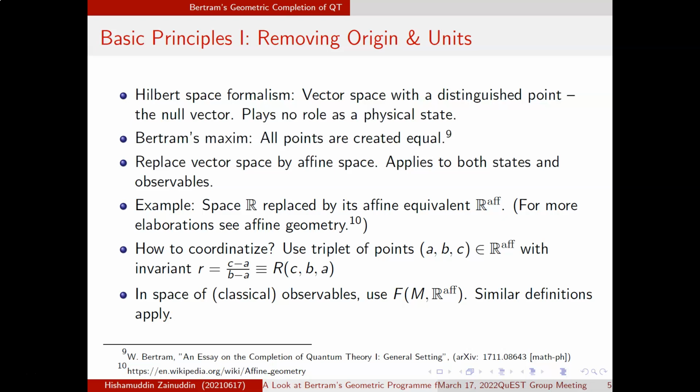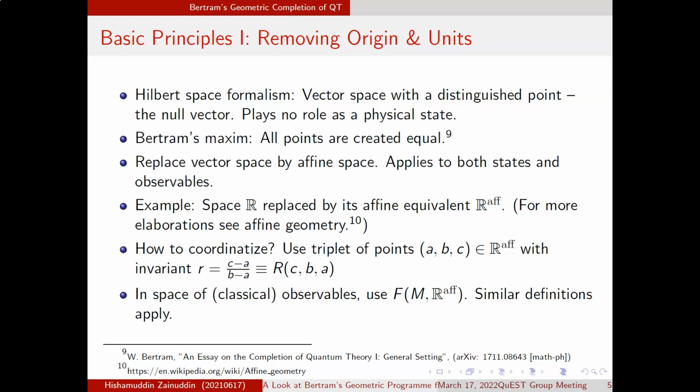Okay, one can look up some literature on that, and one looks at what we call the affine geometry. So the problem with this, when you don't have distinguished points like the zero, is how can you actually coordinatize space? Well, in that case, instead of having points, you need some relations between points. So here one could actually use a triplet of points, A, B, C. Now, points can be there in the space, okay?